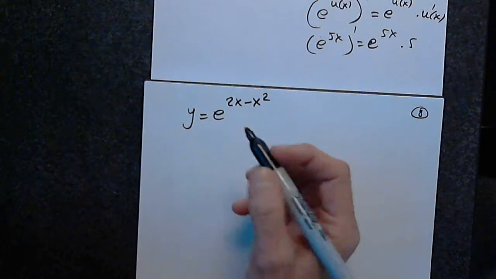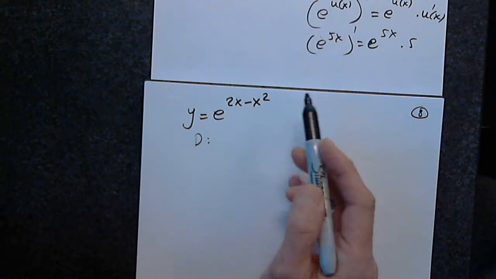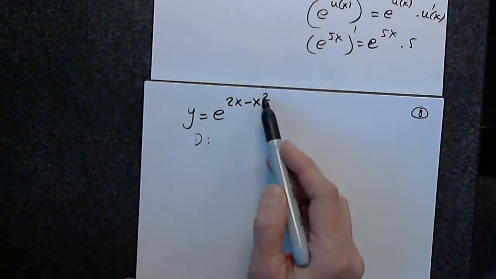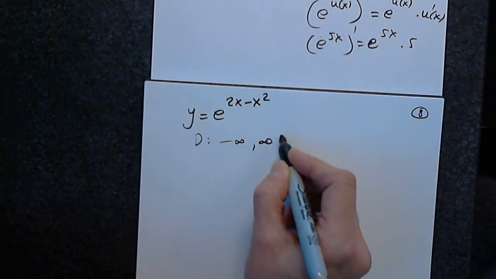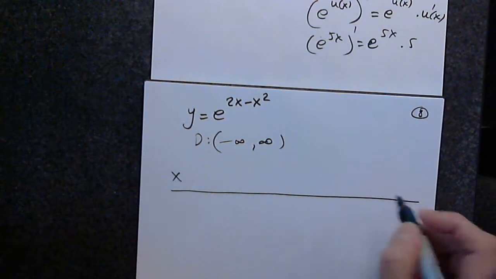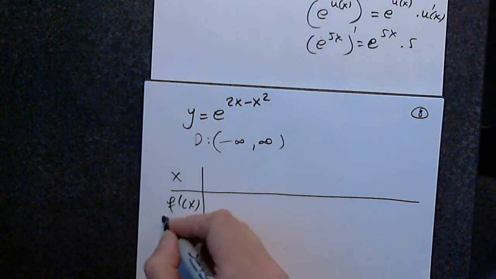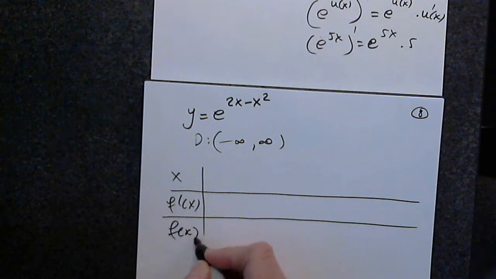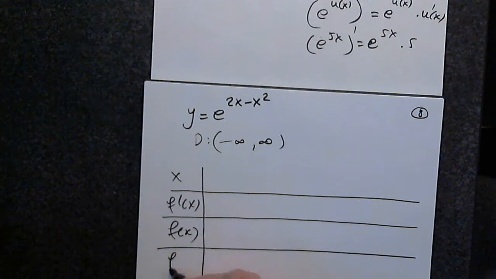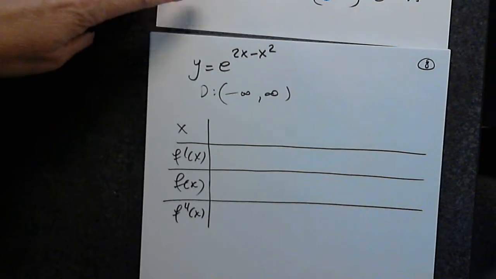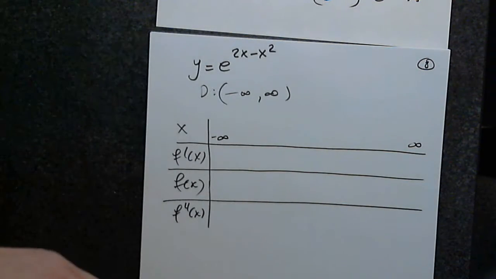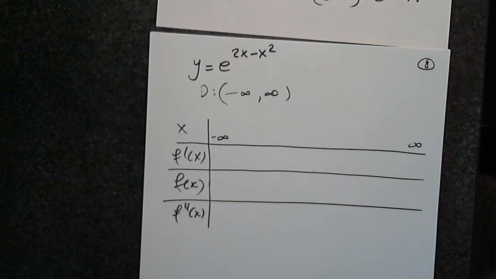Okay, so first of all, we have to find the domain of this function. The exponential function is defined everywhere. This is quadratic. There are no restrictions whatsoever. So then I can get my table started: f prime of x, f of x, and f double prime. Domain: all real numbers. Now I focus on the function first, meaning I find the limits at infinity and the x and y intercepts. When I'm done, I move on to the first derivative, and so on and so forth.